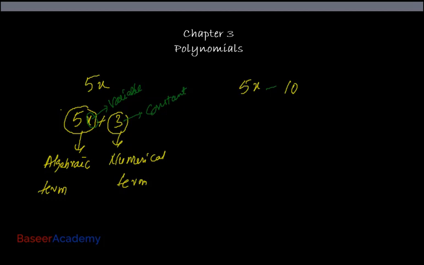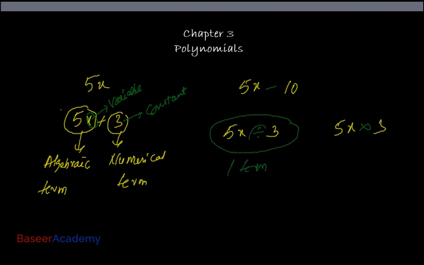Let's say instead of plus or minus, I have division, or let's say I have multiplication. So let's say I have division here, and let's say I have multiplication here. This complete thing is considered as one single term because you have the symbol as division. Division and multiplication do not really separate the terms. So this is one single term. Likewise, 5x into 3 is considered as one single term.